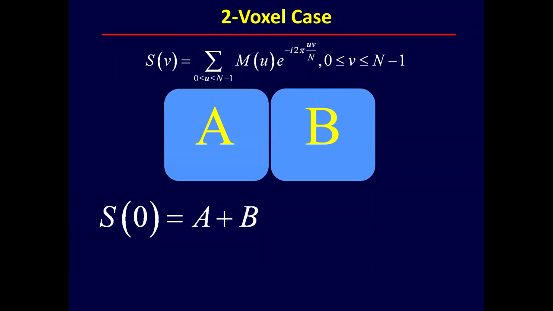Okay. What about the other one? Because if you do Fourier transform, you need 2 points. What is the other point in your case? What's the value of that? You need to follow exactly the same equation, but now V is 1, instead of 0. So this term doesn't go away anymore.